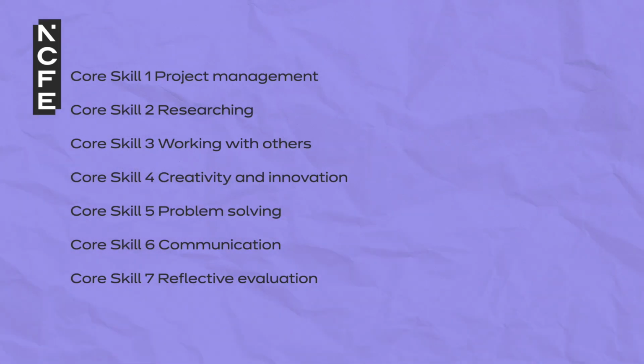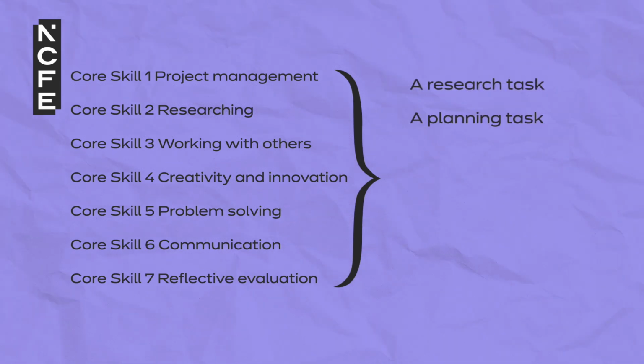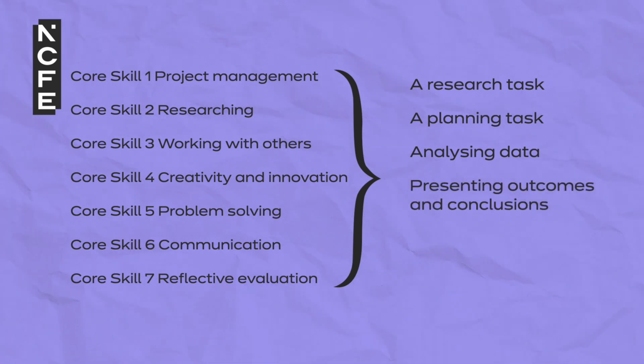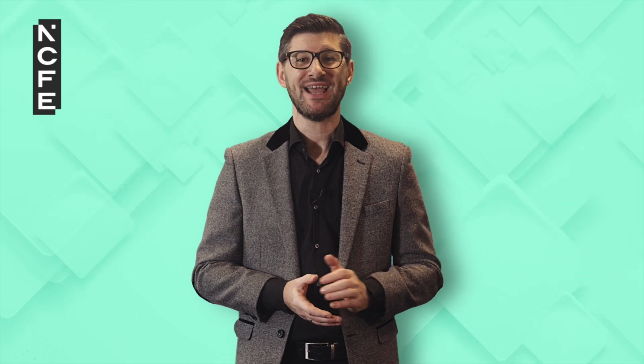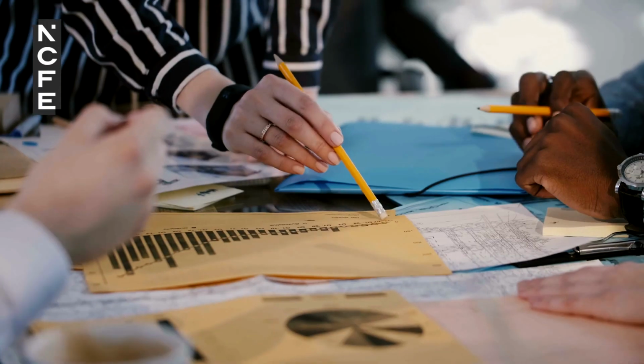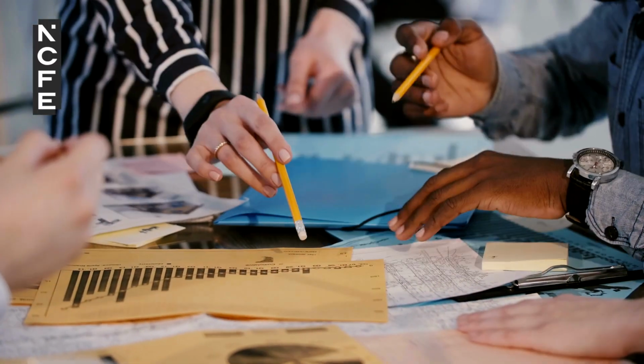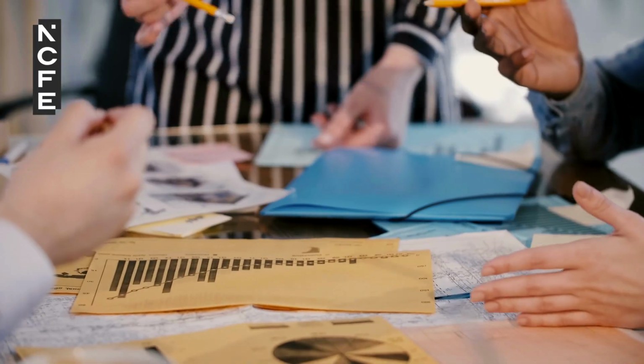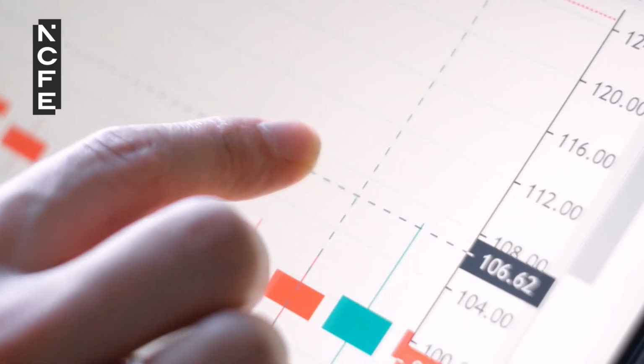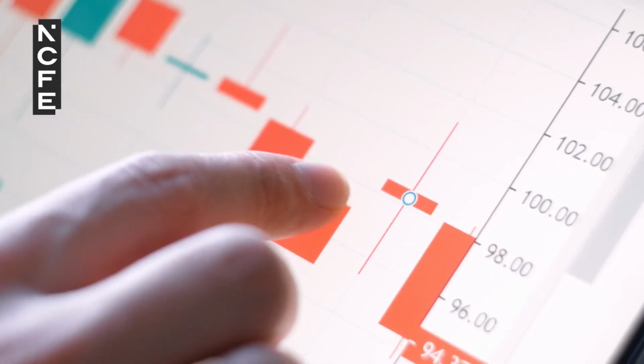These core skills are assessed through 6 different tasks: a research task, a planning task, analysing data, presenting outcomes and conclusions, a group discussion, and reflective evaluation. Although the specific activities within each task may change each year, the general aims of the task remain the same. For example, there may be different types of data analysis that students have to carry out, but Task 3 will always remain as a data analysis task.